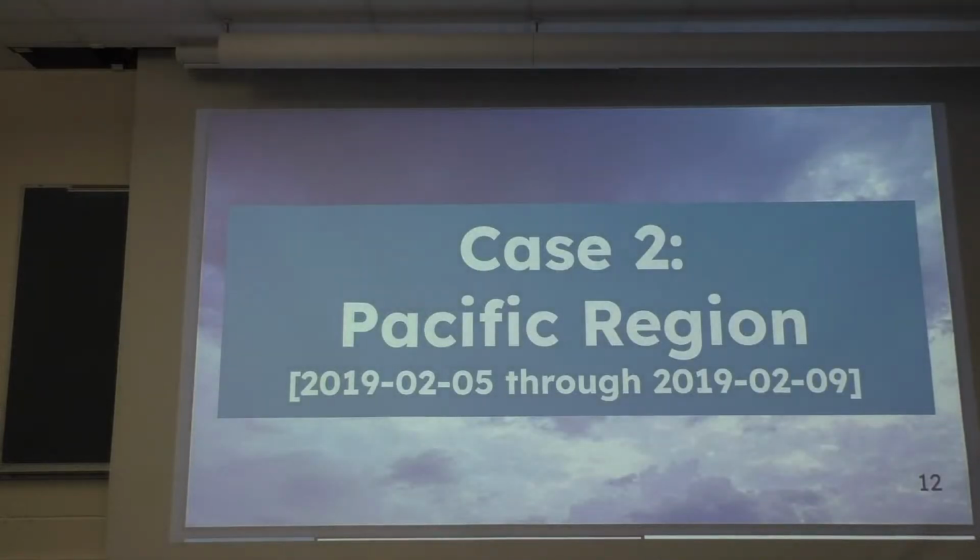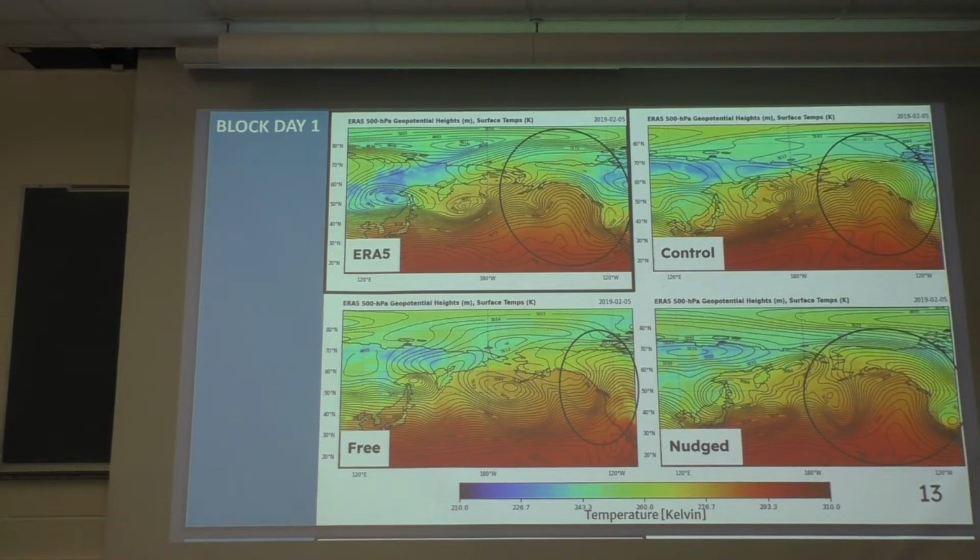So here I have my second case, which is in the Pacific region, and this is a block from February 5th to February 9th in 2019. So here's the very first day of the block, and you can see that pretty much all of the models appear to have some sort of omega blocking pattern in the eastern portion of the region, although this is an assumption for the free data since the block looks to be part of a ridge, but it is cut off by the constraints of this data.